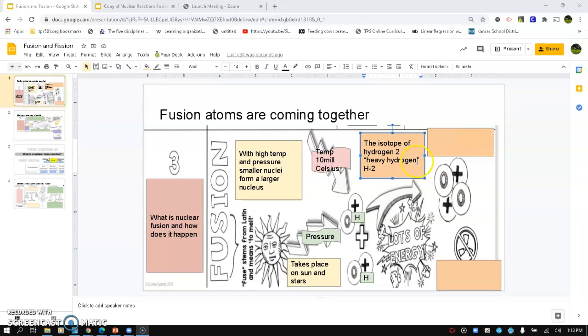Okay, the isotope hydrogen 2 is called heavy hydrogen. So it's 1, 2, 1, 2, correct? It has a neutron, which most hydrogens do not.